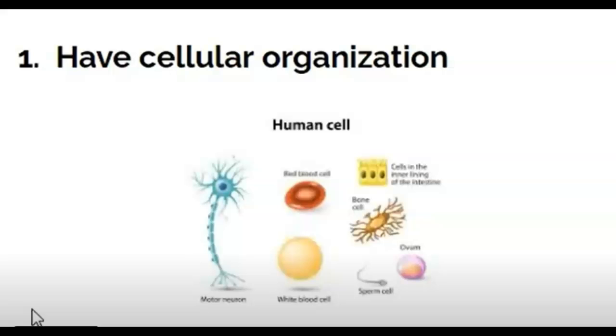Number 1, have cellular organization. All living things are made up of cells. You have some organisms that are unicellular, which is one cell. You have some organisms that are multicellular, which is more than one cell.